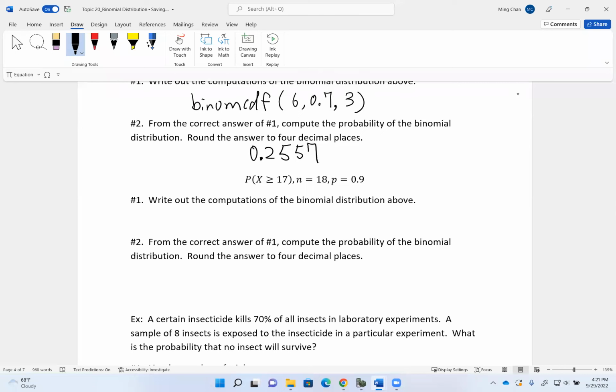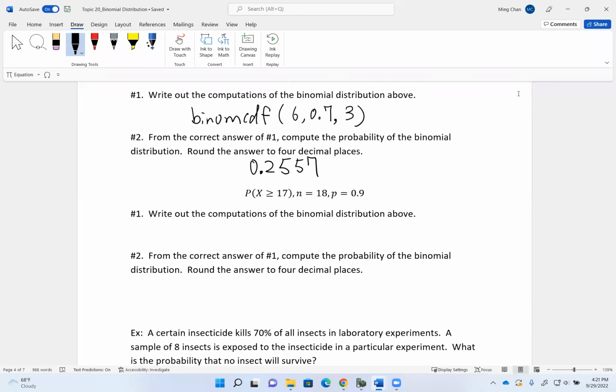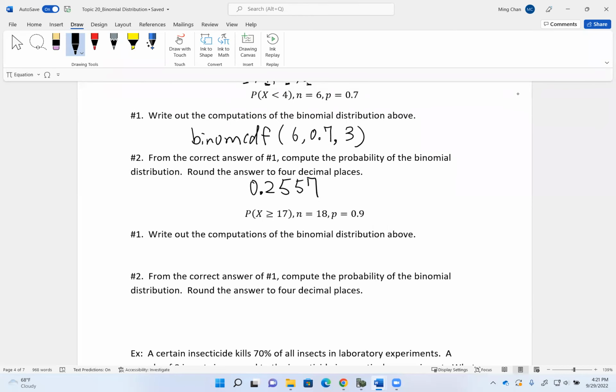All right, greater than or equal to 17. Okay, so cumulative density function, the number of successes is greater than or equal to 17 out of 18 trials. So if I start counting, 0, 1, 2, 3, all the way up to 16, 17, 18, this is the total. This is where the complement rule comes in. The probability that I want is greater than or equal to 17, so that's only referring to 17 and 18.